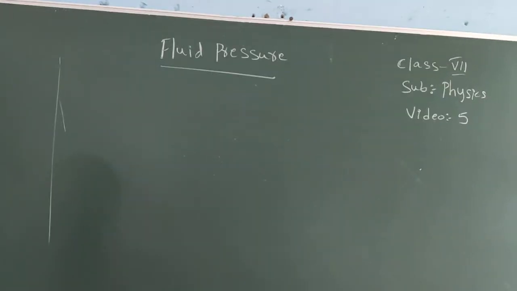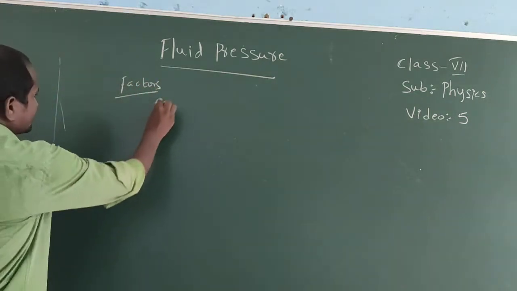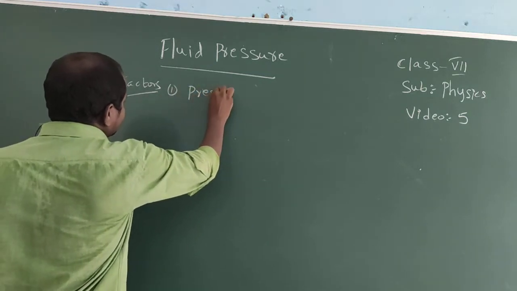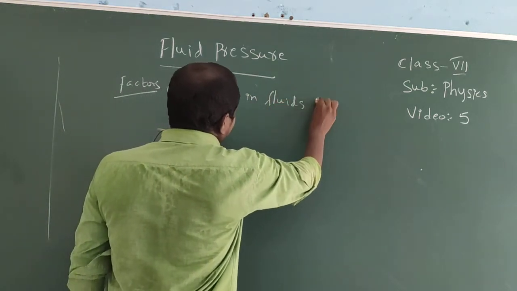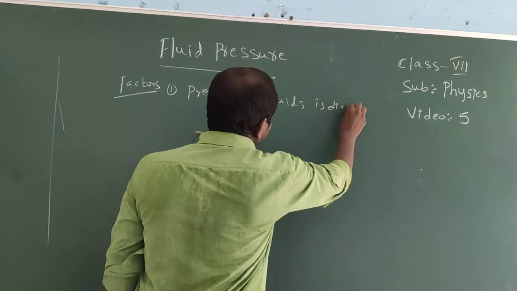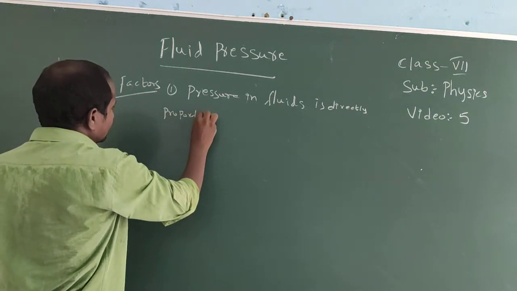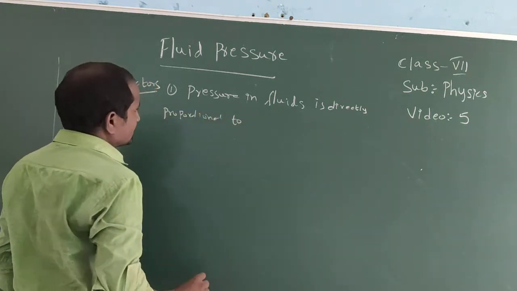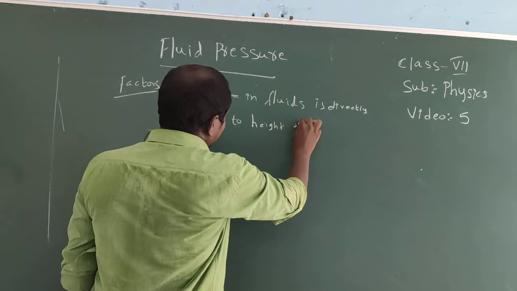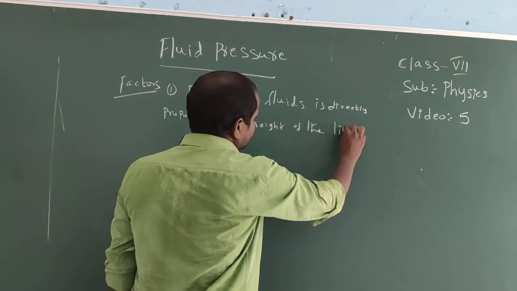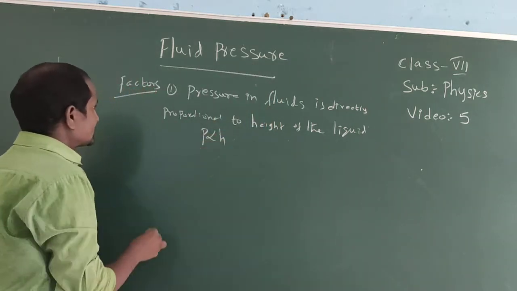Factors. First one, pressure in fluids is directly proportional to height of the liquid. That means here P is directly proportional to h.